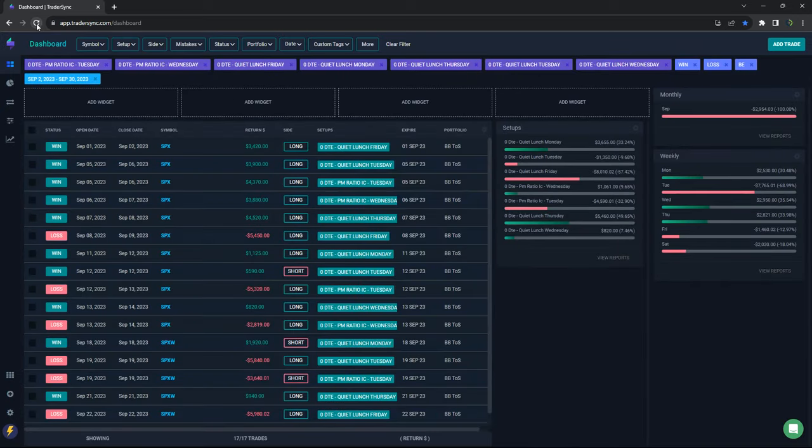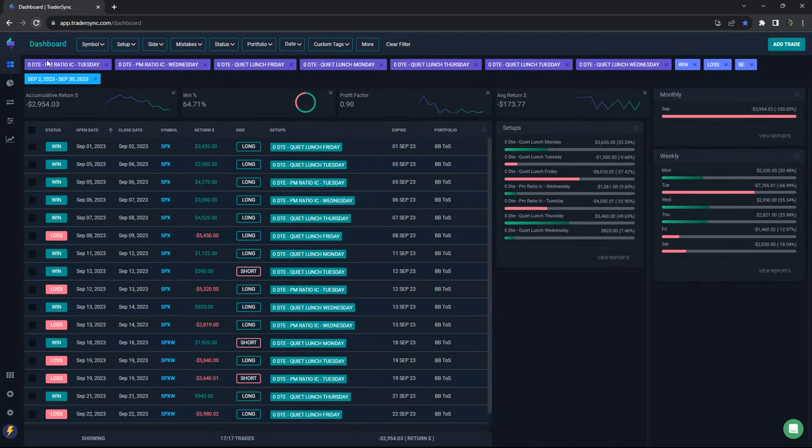So for quiet lunch and PM ratio, down about 3,000. You can see quiet lunches on Monday did well. Tuesday, a little bit red. Friday was the worst. PM ratio IC on Wednesday, slightly green. PM ratio IC on Tuesday, down 4,500. Quiet lunch on Thursday, nice winner for 5,400. And then quiet lunch Wednesday, small winner.